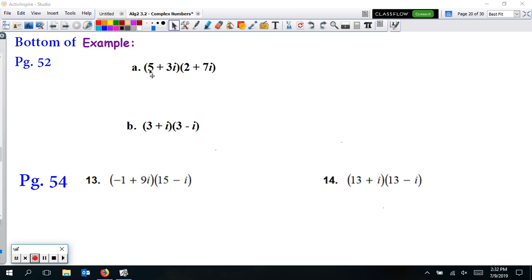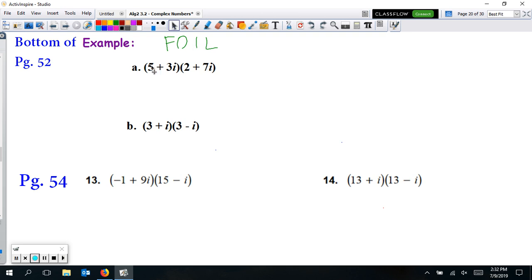For letter A, we have 5 plus 3i times 2 plus 7i. To multiply two complex numbers, it's the same as multiplying two binomials, so you can use FOIL. If you remember, FOIL stands for first, outside, inside, last. It's a quick, easy way to remember how to multiply two binomials together.